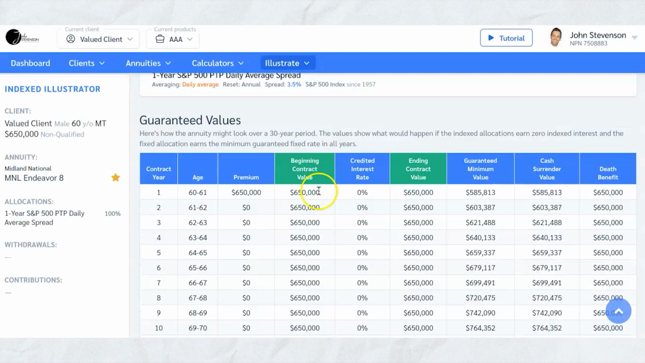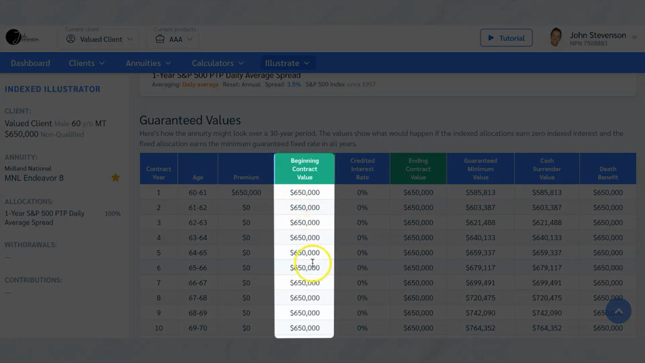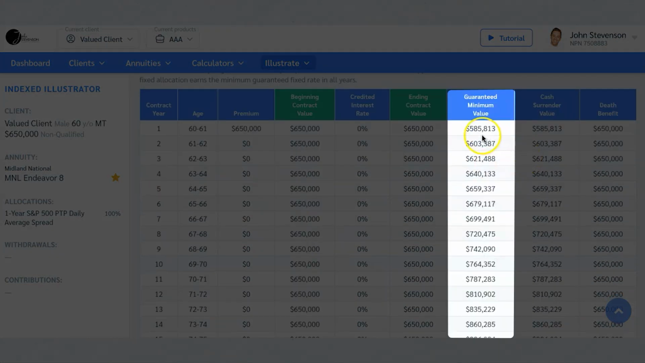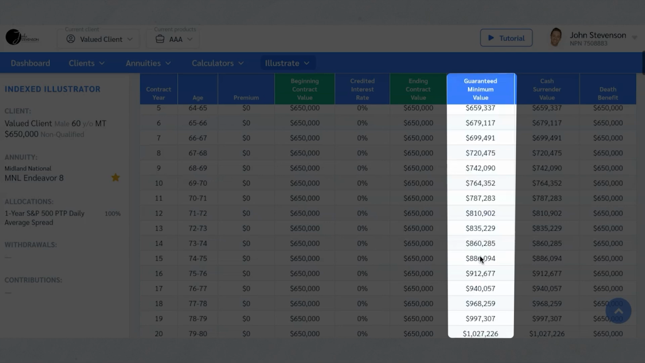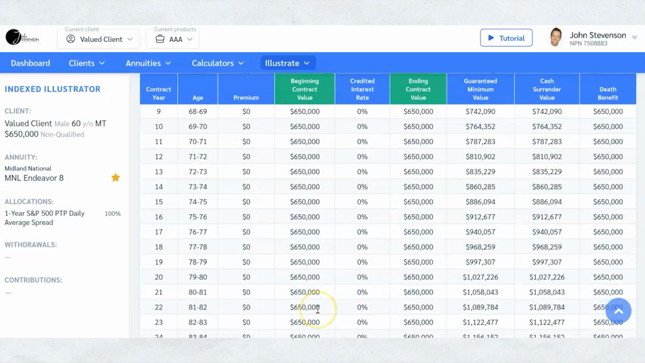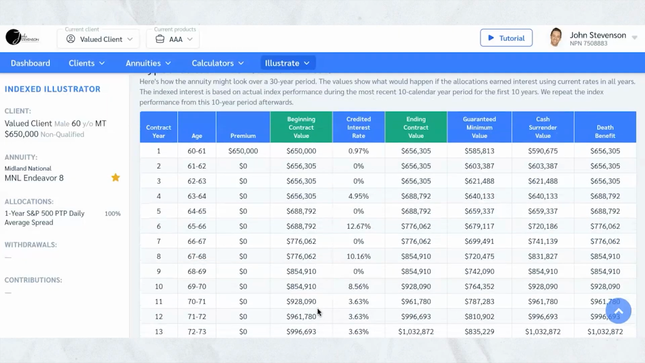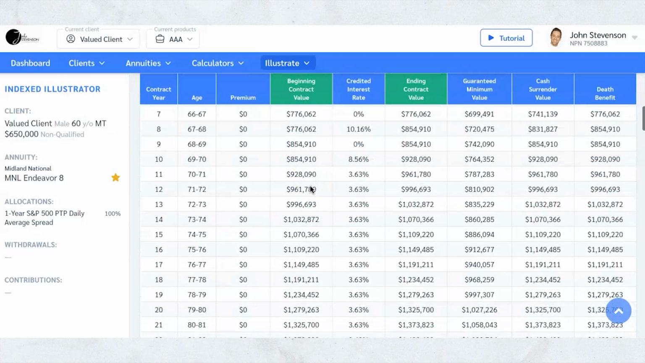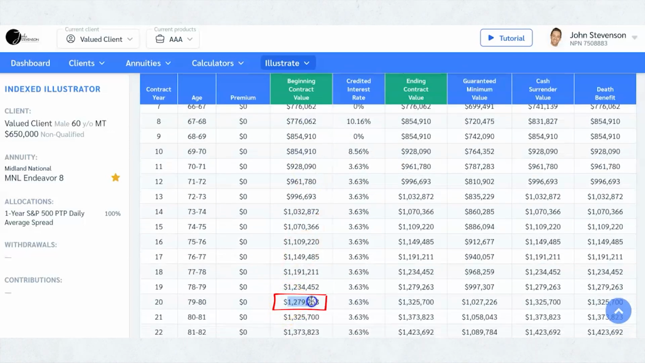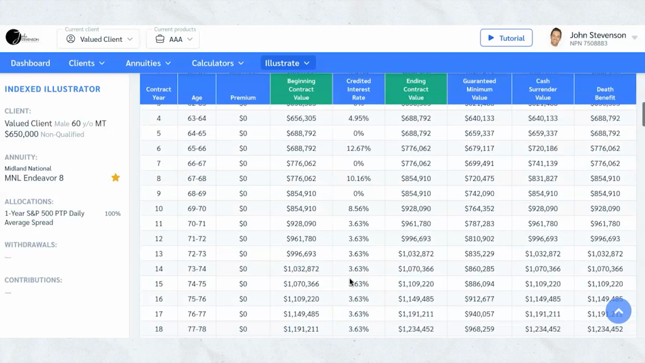All right. Again, the guaranteed side shows the same 650 if nothing happens. The guaranteed minimum value goes up, which is pretty nice. And of course, if we look at actual growth numbers, look at this. It's interesting. Over a 20-year period, it grows to like 1,279. Wow, what a difference that spread makes.